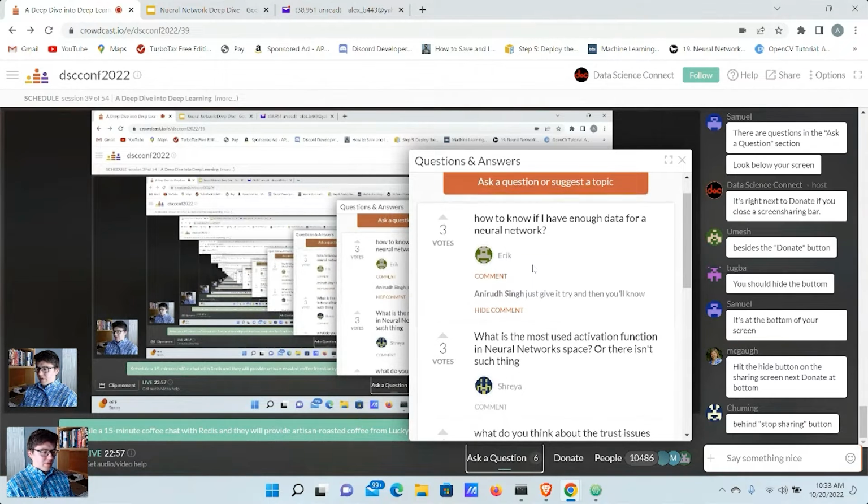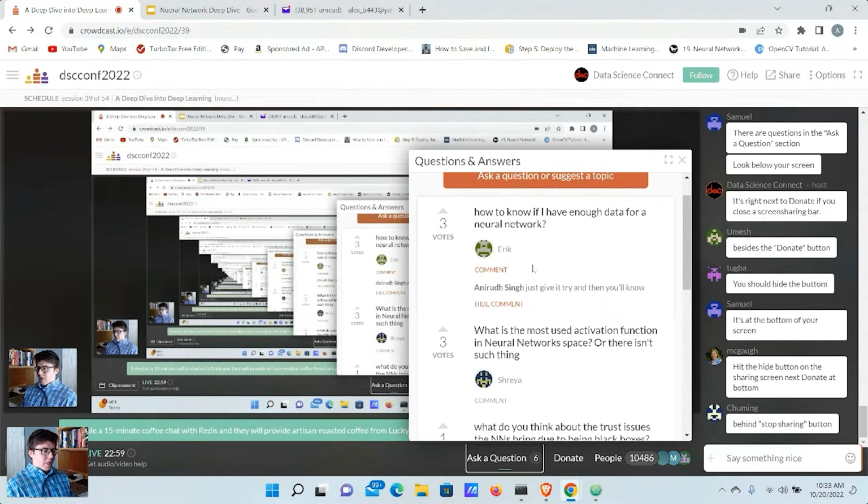How to know if we have enough data for our neural network? Excellent question. Typically, it's difficult to tell. It's worth testing a neural network even if you don't think you have enough data, just to see how it would react to your current input.